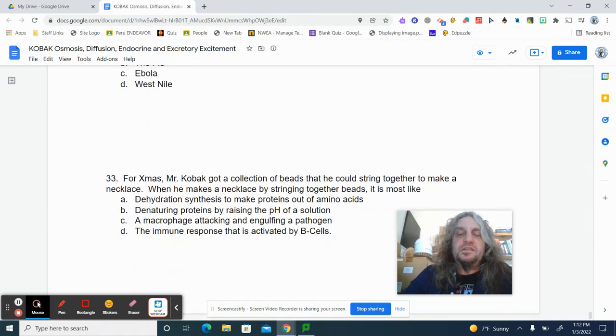And our last question of the test. For Christmas, Mr. Kobach got a collection of beads that he could string together to make a necklace. When he makes a necklace by stringing together beads, it is most like A, dehydration synthesis to make proteins out of amino acids. B, denaturing proteins by raising the pH of a solution. C, a macrophage attacking and engulfing a pathogen. D, the immune response that is activated by B cells.